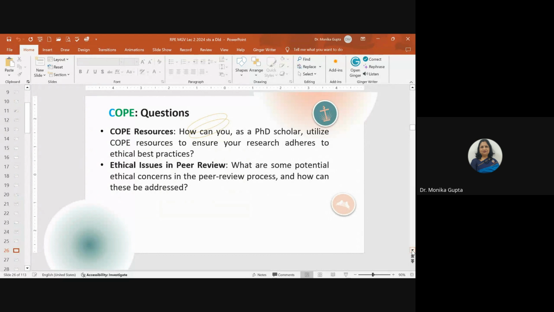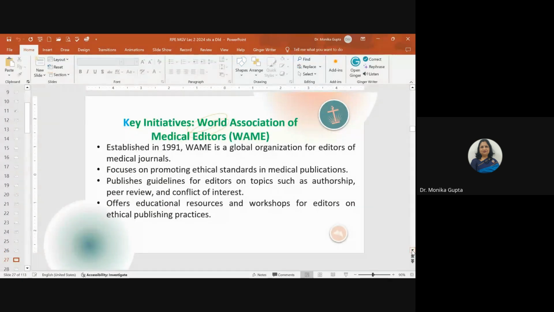So second is ethical issues in peer review. What are some potential ethical concerns in the peer review process and how can this be addressed? So as we have discussed earlier, a transparent peer review process, clear guidelines for reviewers, robust conflicts of interest policies, then training for reviewers and independent evaluation of reviews. These must be there. Similarly, WAME, that is World Association of Medical Editors.